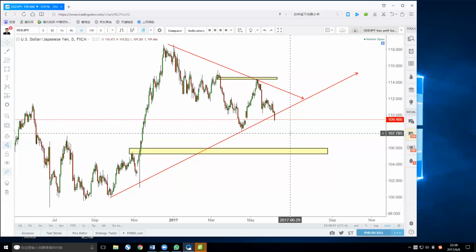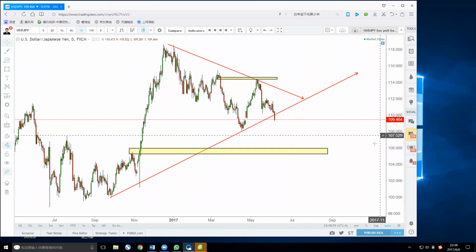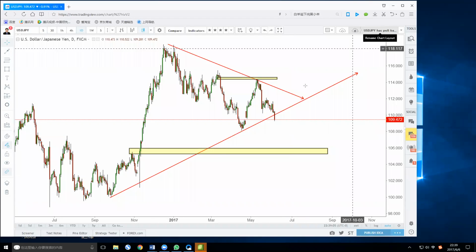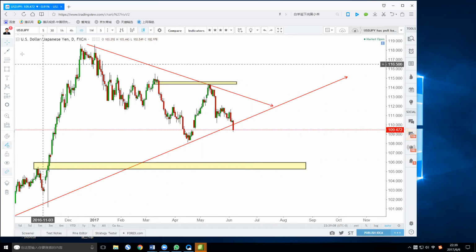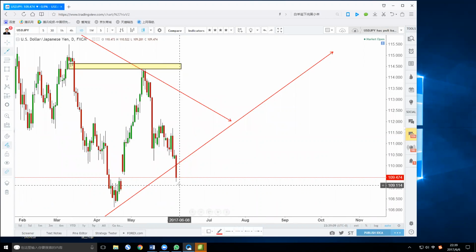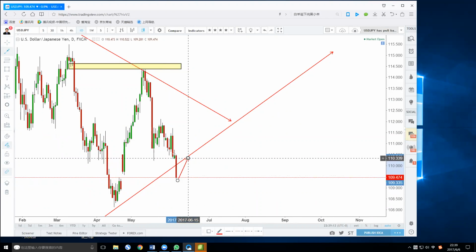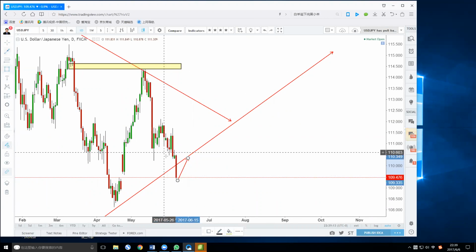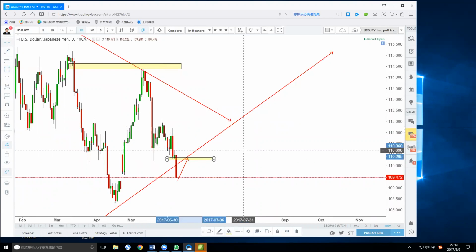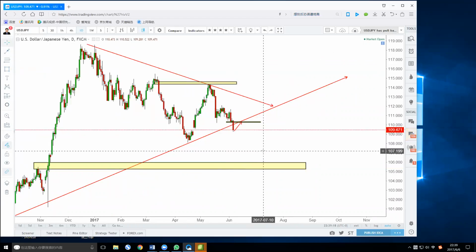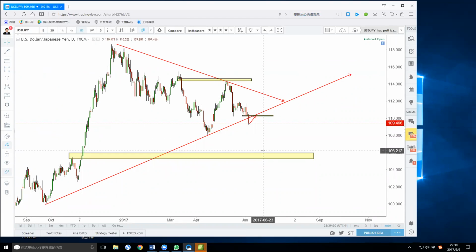Yeah, you're right. Break the triangle, you can short on the retest of the broken trend. Yes, you're right. So I feel if you want to short dollar yen, you find a pullback to 110.30. This level would be a very good place to short. Okay. All right, go to S&P.